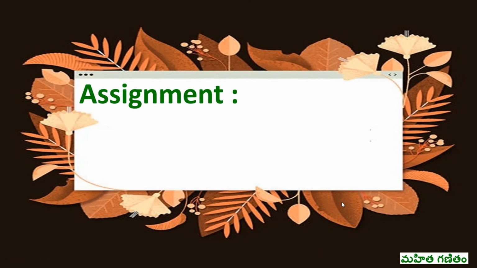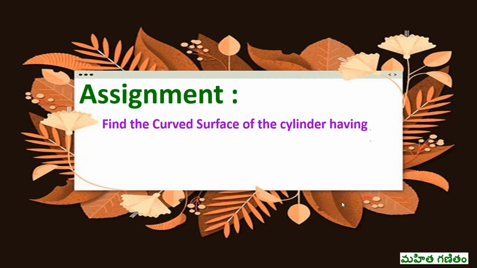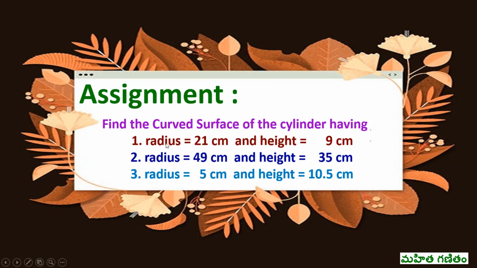Now I will give a small assignment for you. Find the curved surface area of the cylinder having: first problem, radius is 21 centimeters, height is 9 centimeters. Second problem, radius is 49 centimeters and height is 35 centimeters. Third, radius is 5 centimeters and height is 10.5 centimeters.